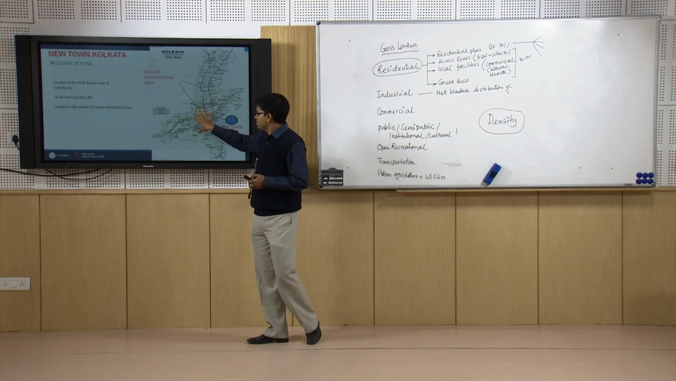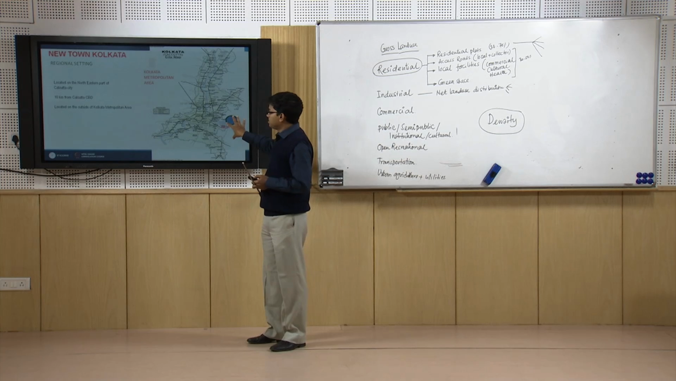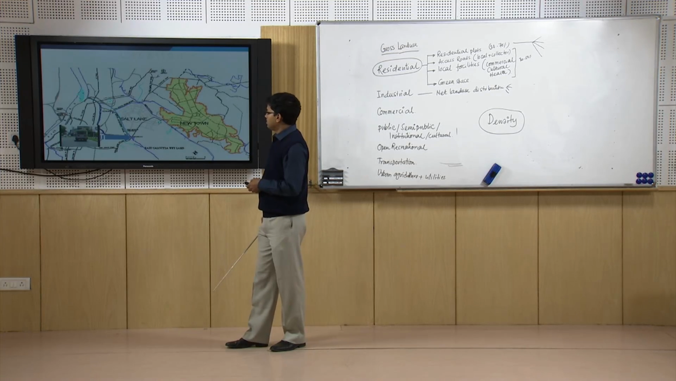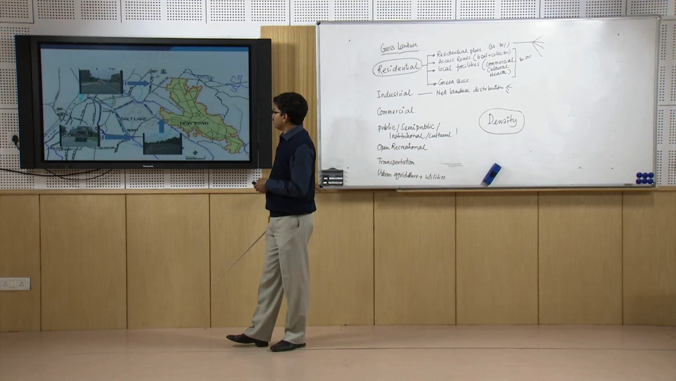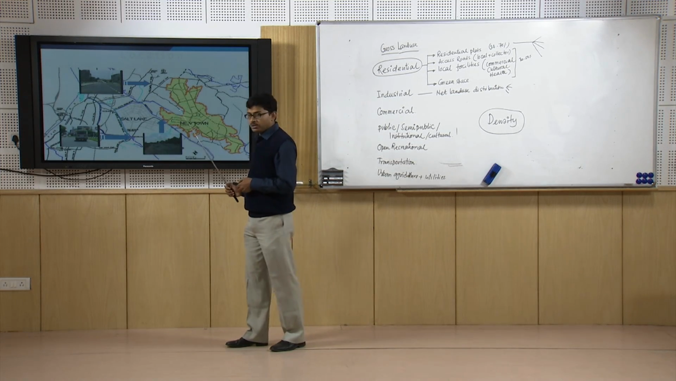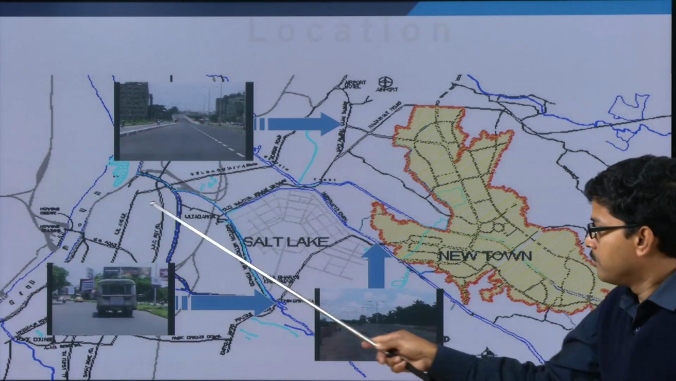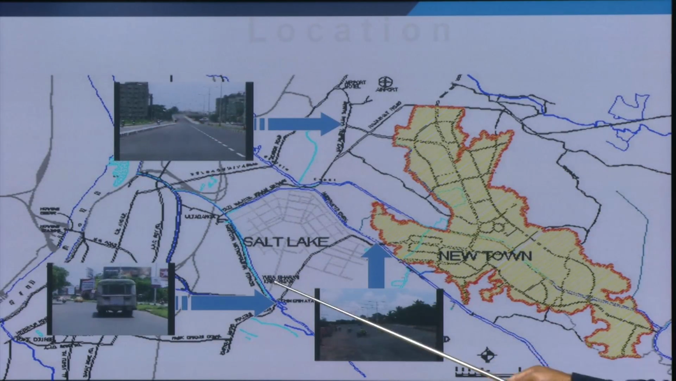So based on the metropolitan plan, the new town of Kolkata is proposed here in this eastern part. So this is the location in the detailed plan. This is the river Hooghly. This is another new township which was developed in the 60s and 70s. Right now it is a fully grown township, Salt Lake Township, and this is the Newtown Kolkata project.